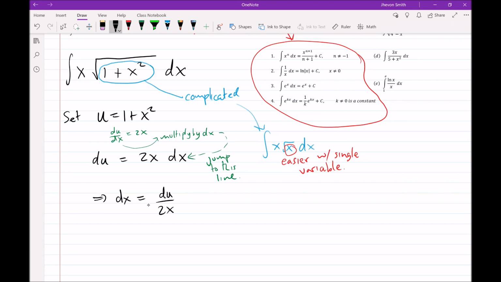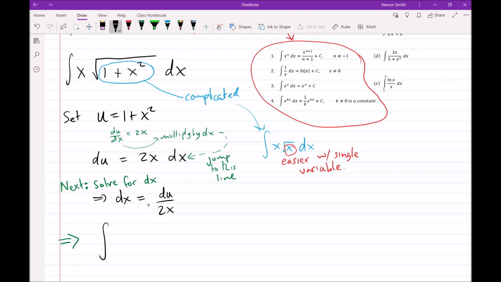Right? There are other ways to think about this step, but that's how I'm going to do it. Next, solve for dx. Then we are now literally going to replace all these guys. So go back to the original integral. I'm going to start swapping guys out.